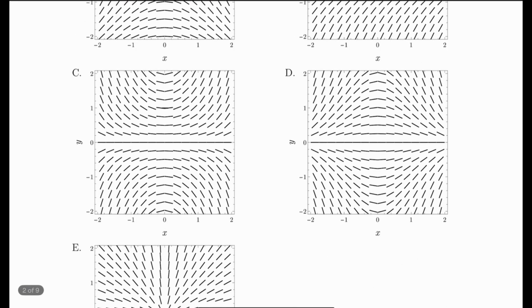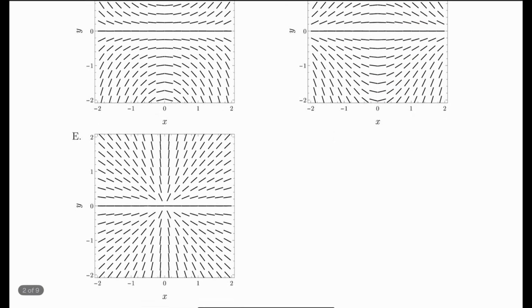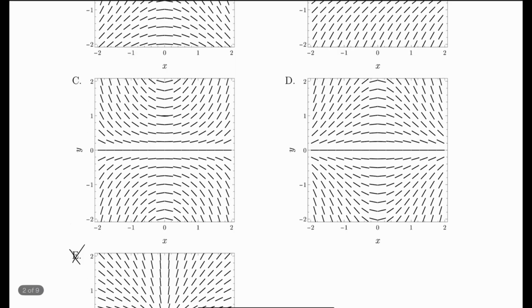And then C looks good. We've got 0 slopes there and 0 slopes there, if you interpolate between the two we're given. Same thing with D. E, we're good along the x-axis, but we do not have slopes of 0 on the y-axis. It looks like we've got slopes of infinity, or vertical lines. So we can rule out E.